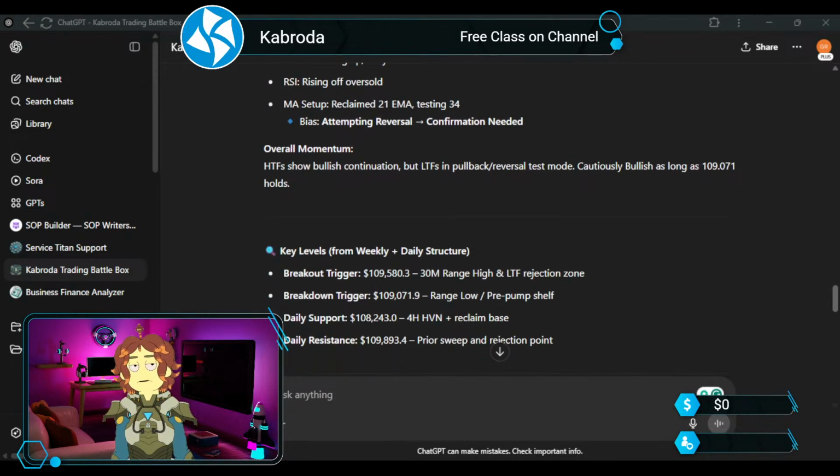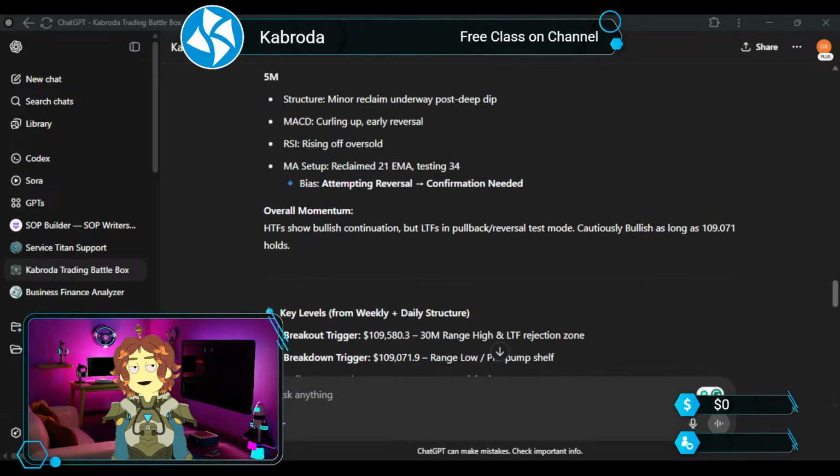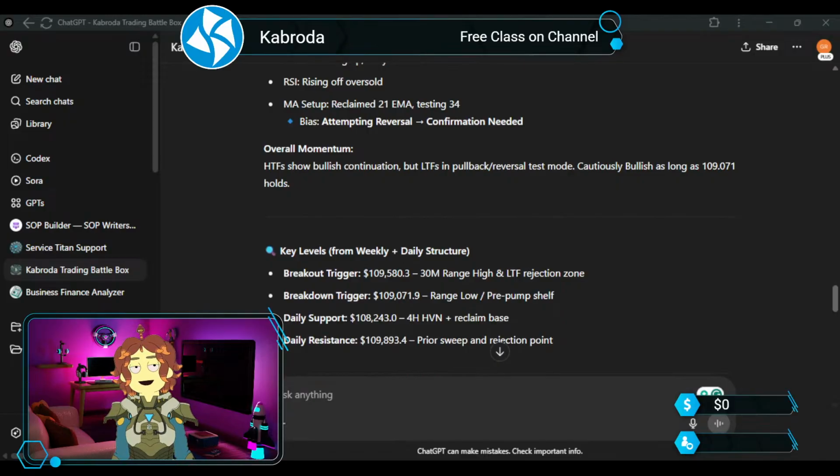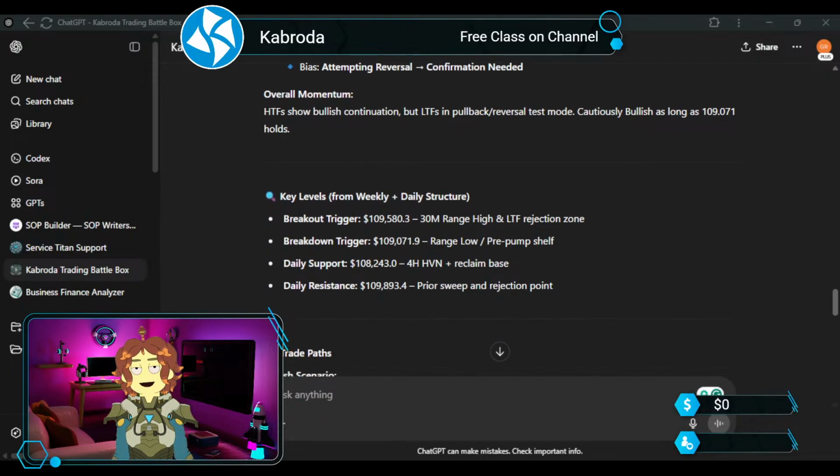Overall, bullish continuation. Basically this is saying high time frames show bullish continuation, but low time frames are in pullbacks and reversal test mode, cautiously bullish as long as 109.71 holds. Sweet. So basically as long as 109.70 holds, we can go ahead and be bullish. Just be cautious that when it comes back near 109.7, we might actually go down. So careful of that.